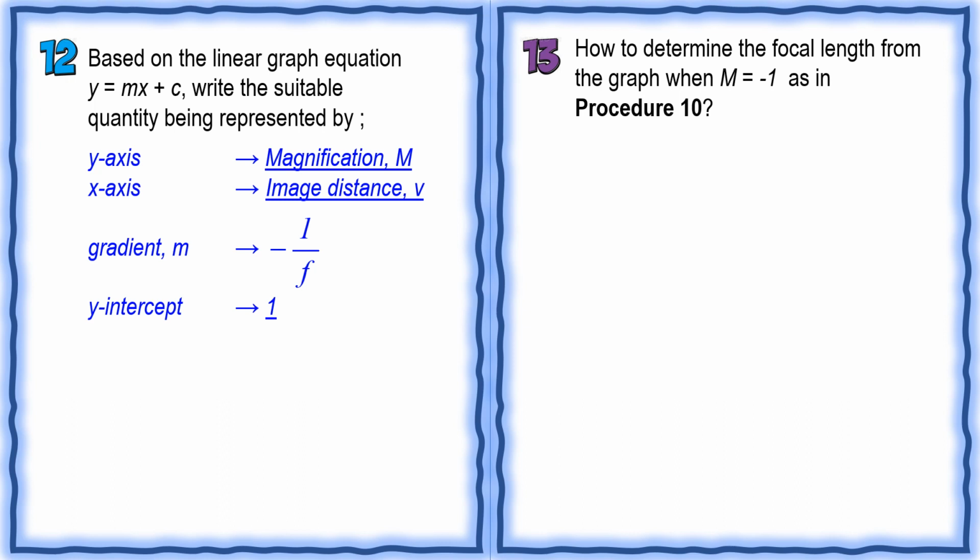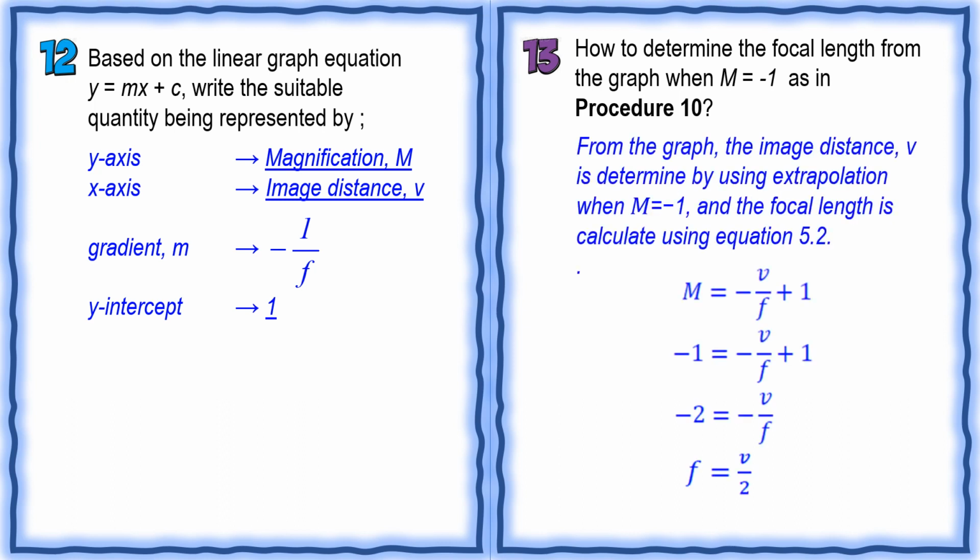For question number 13, how to determine the focal length from the graph when m is equal to negative 1, as in procedure 10. From the graph, the image distance v is determined by using extrapolation on the graph where m is equal to negative 1. The focal length is calculated using equation 5.2. From equation 5.2, you will get the relationship that f is equal to v over 2. You just need to substitute the value of v from the extrapolation into this equation, and you will get the value for f.